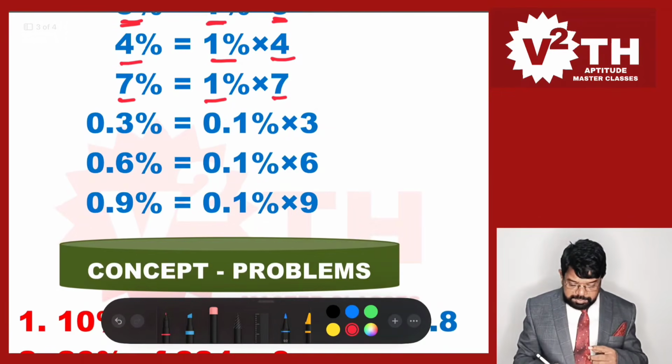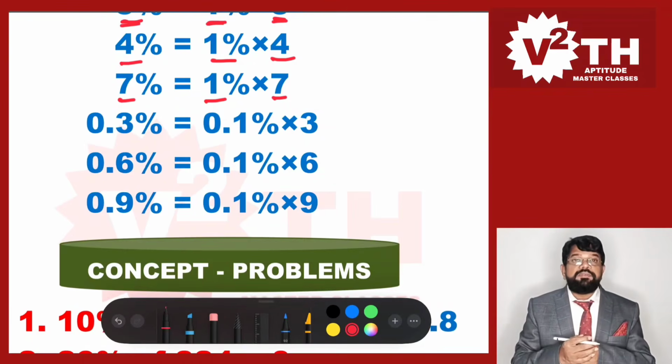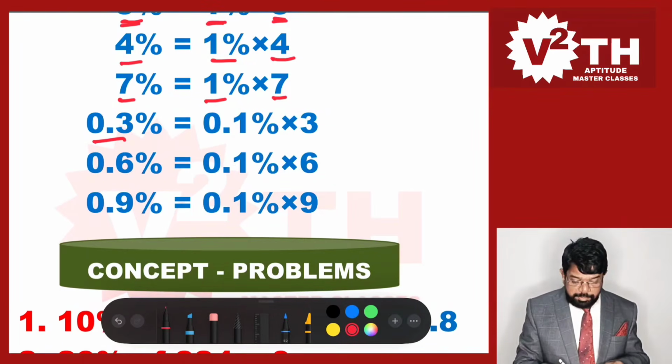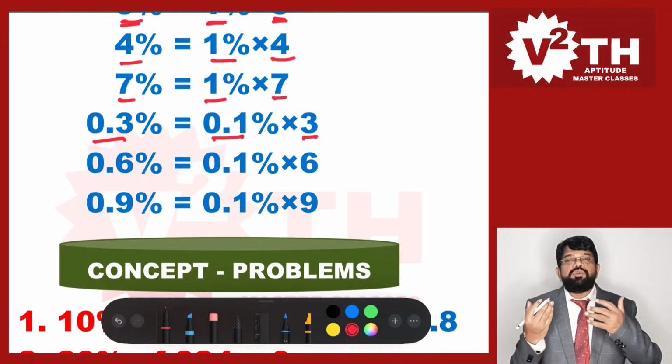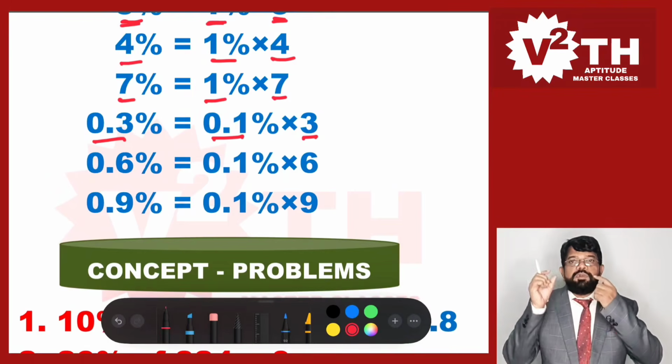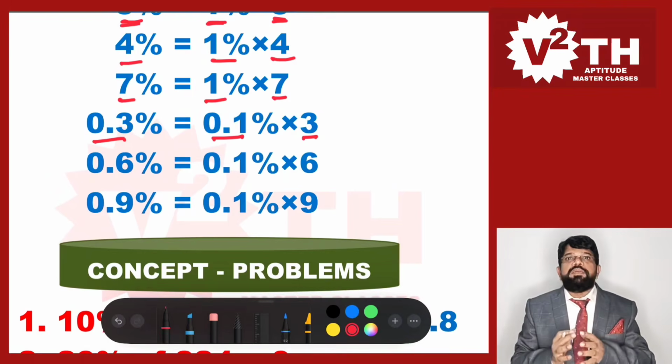Similarly, 0.3%, 0.6%, 0.9%, how can you calculate? By using 0.1% as well. 0.3%, how can you calculate? 0.1% value into 3. We know how can you calculate 0.1% value. After 3 digits, you put the decimal. Just you have to assume in your mind, it is not necessary to write on the paper.